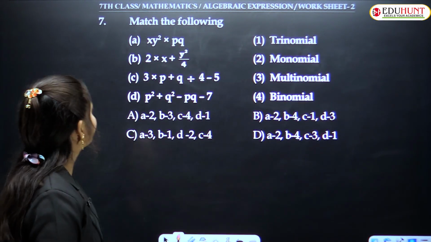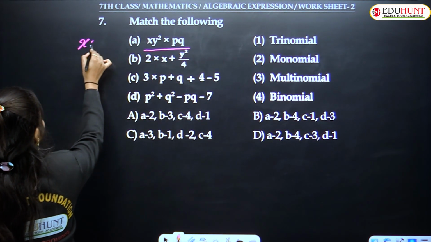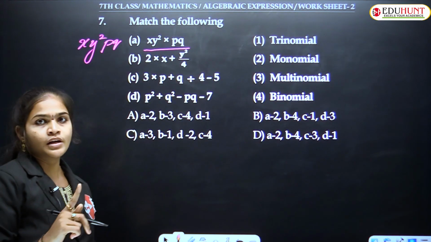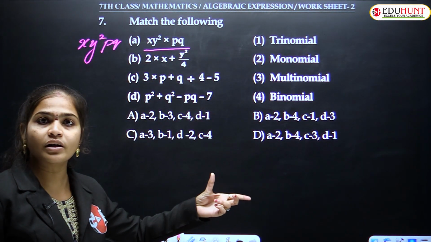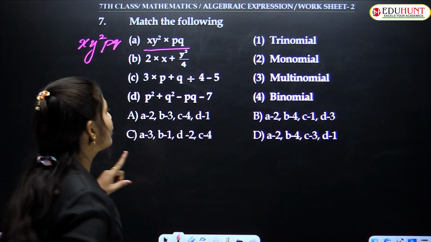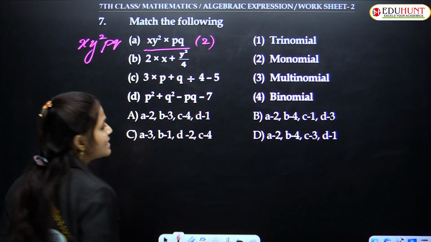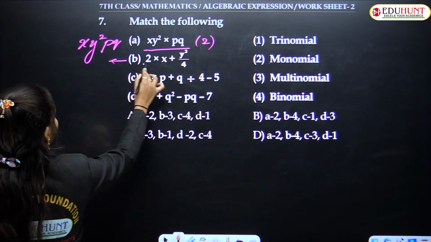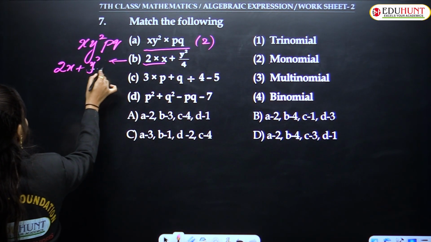Next one, see that here x square into pq. So we can write that one as x square pq. This totally one term only, no? So if that expression is containing one term, then what we will call that term? The expression which is containing only one term, then we will call that one as monomial. Okay, and this one 2 into x is 2x plus y square by 4.